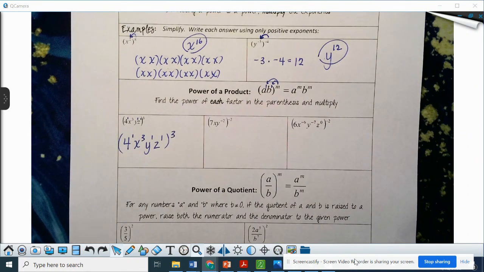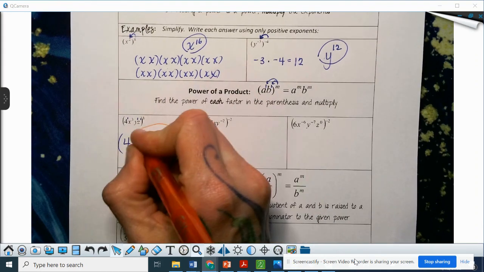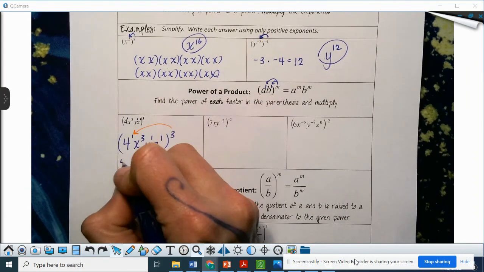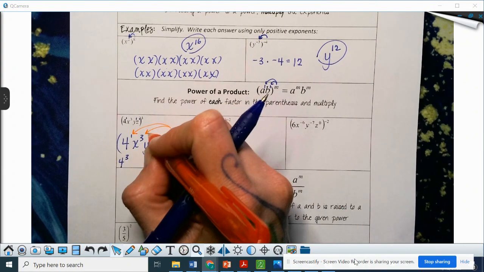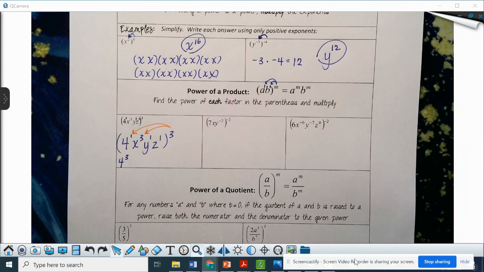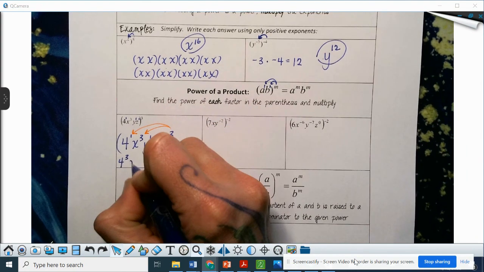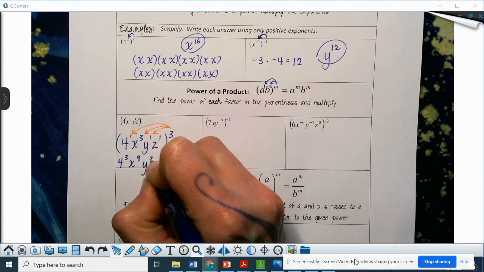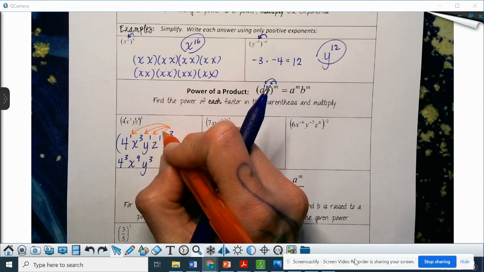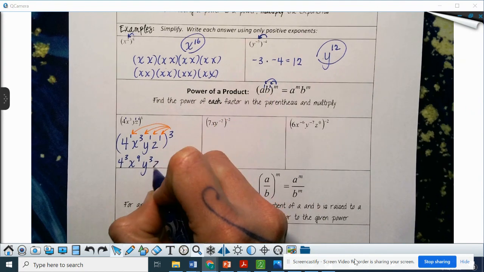So that is going to be 4 to the 3rd power, which we can solve. So we're going to simplify that in a little bit. 3 to the 3rd power, x^3 to the 3rd power. So that's 3 times 3 is x to the 9th. Then 3 times 1, which is going to be y to the 3rd. And then 3 times 1, which will be z to the 3rd.